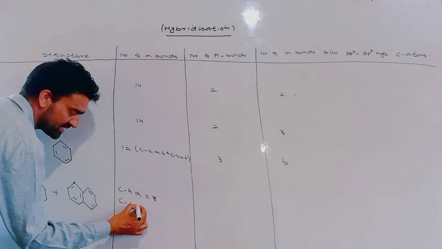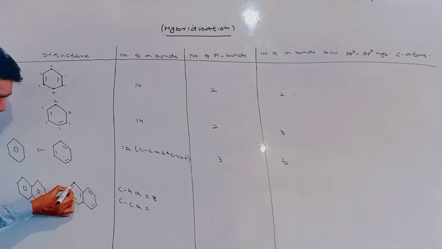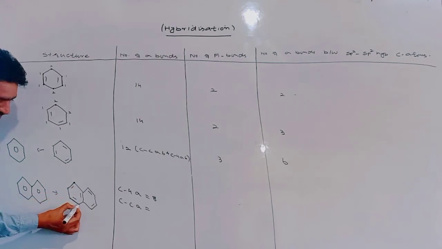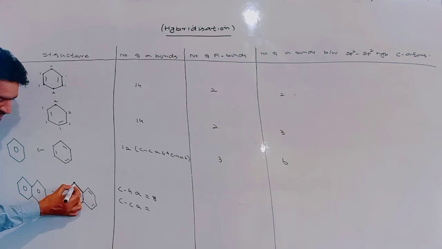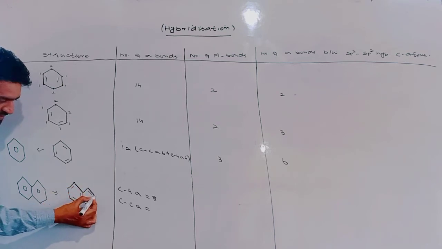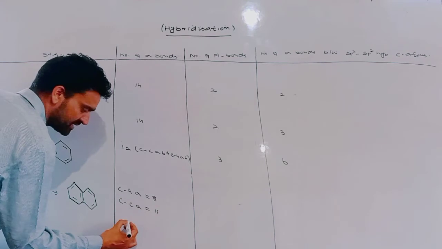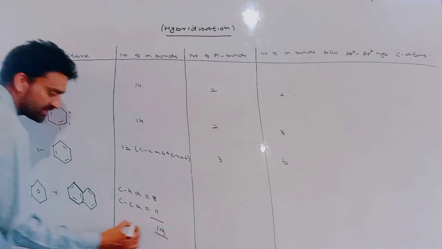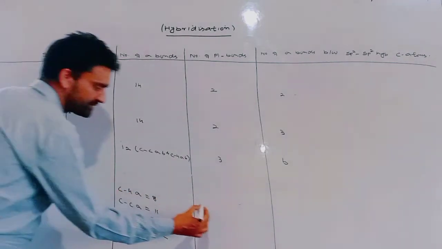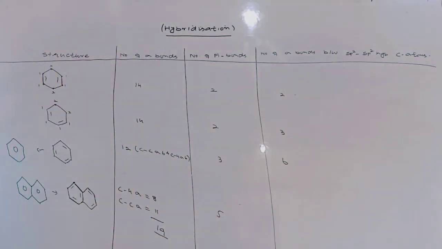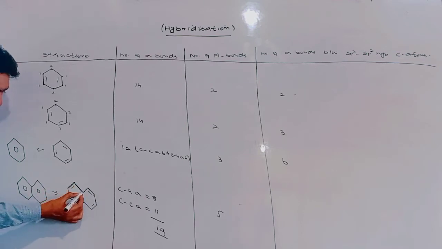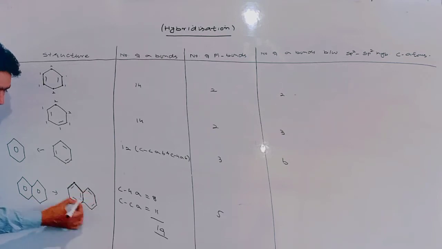Now carbon-carbon sigma equal to 1, 2, 3, 4, 5, 6, 7, 8, 9, 10, 11. That means total there are 19 sigma bonds. How many pi bonds? 3 plus 2, 5. How many sigma bonds between sp2 sp2? All carbons are sp2. That's 1, 2, 3, 4, 5, 6, 7, 8, 9, 10, 11. They are 11.